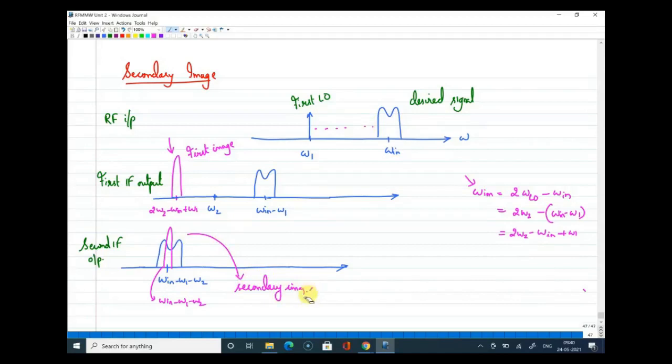Now if the secondary image is falling on the signal, then that will also definitely cause distortion to the input signal, right? So in Weaver architectures, the secondary image problem is avoided by making the second IF equal to 0. So by keeping the second IF equal to 0 in Weaver architecture, the secondary image problem is avoided. So second IF should be equal to 0.